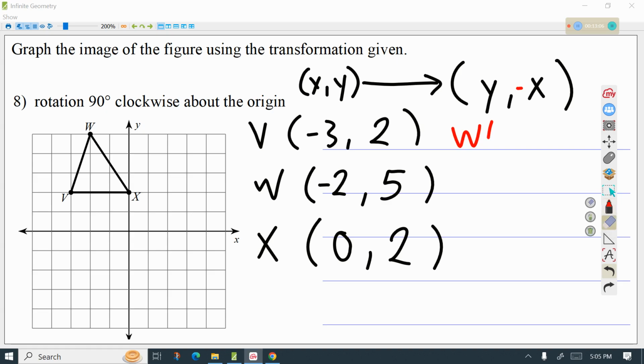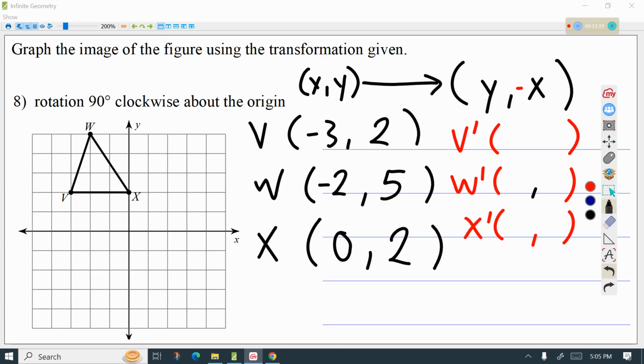All right, our images of each point, right? So that was the pre-image. Again, remember, we got that word, the pre-image. And the one with the prime is the image. So we go put our numbers in there, okay? Again, it says just take your X and Y and switch them. So the 2 goes there, the negative 3 goes here.